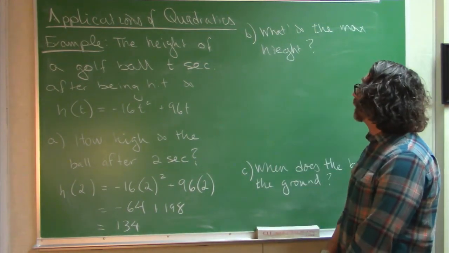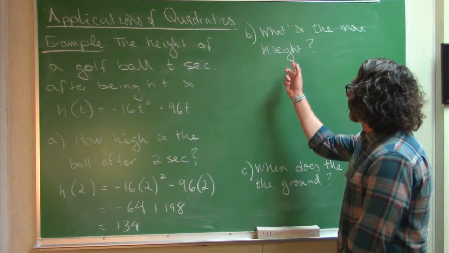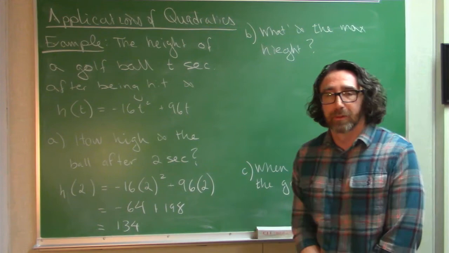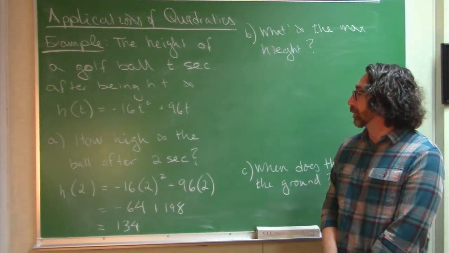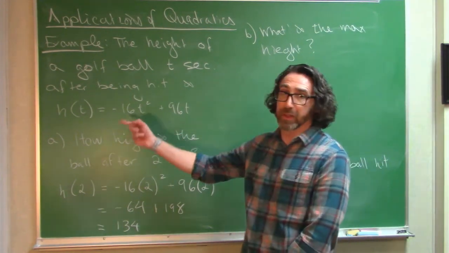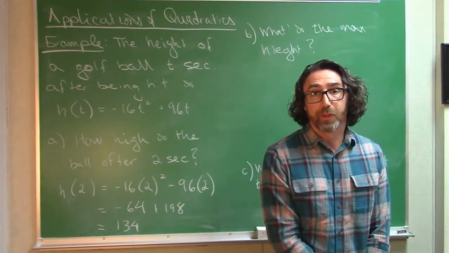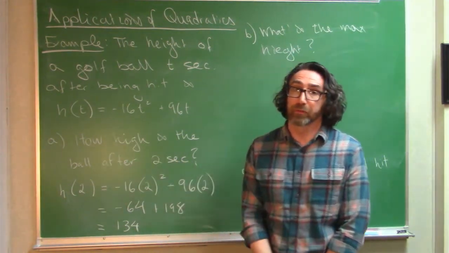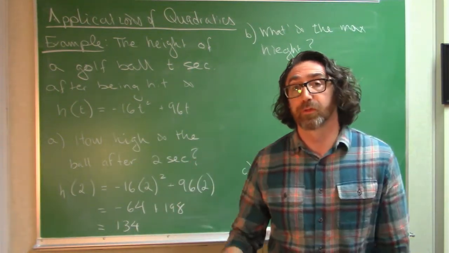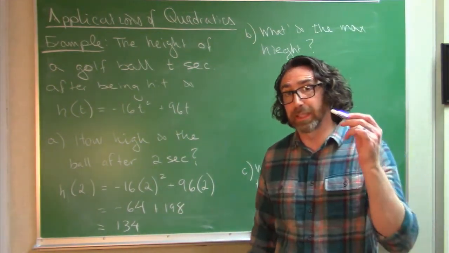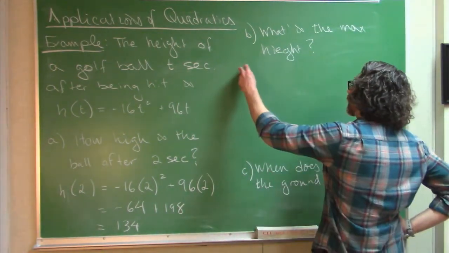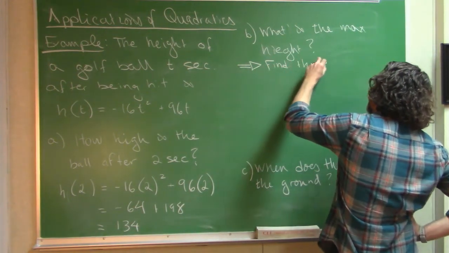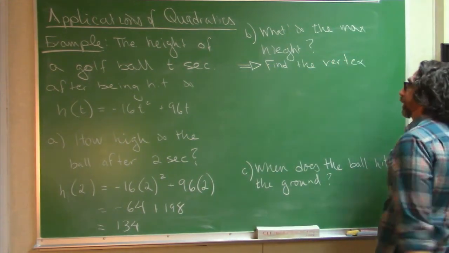Okay, so let's look at this here. What is the maximum height of the golf ball? Well, as we just discussed, this is a quadratic function. Its graph is U-shaped, like all quadratic functions are. Lead coefficient is negative, so it's a U-shape opening down. So the highest point on the graph will be at the vertex. You want to find the max height. Find the vertex of this quadratic function.